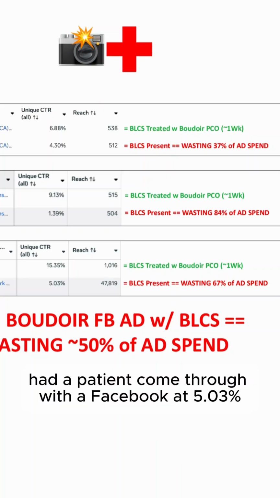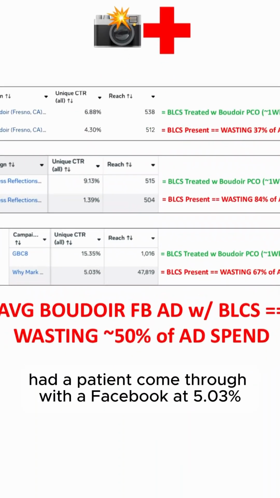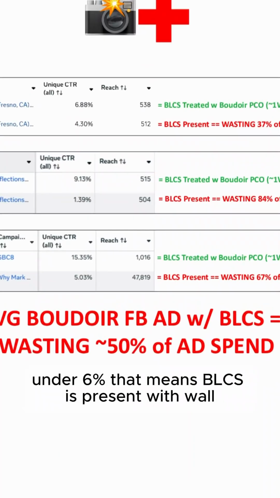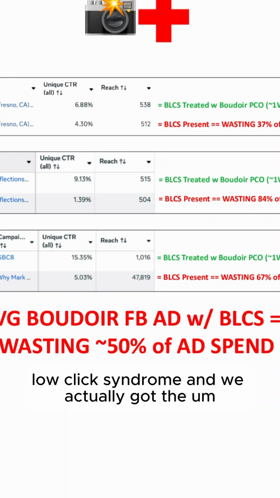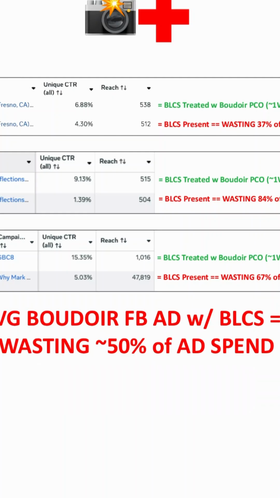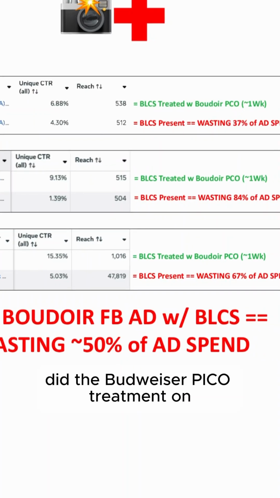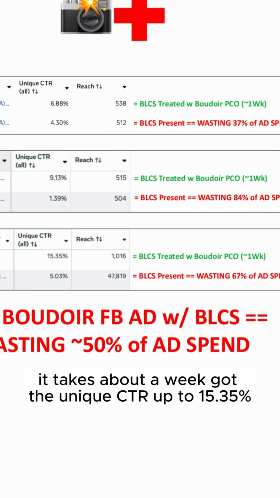Finally had a patient come through Boudoir Facebook at 5.03%, under 6%. That means BLCS is present, Boudoir low click syndrome. And we did the Boudoir Pico treatment on it. It takes about a week. Got the unique CTR up to 15.35%.